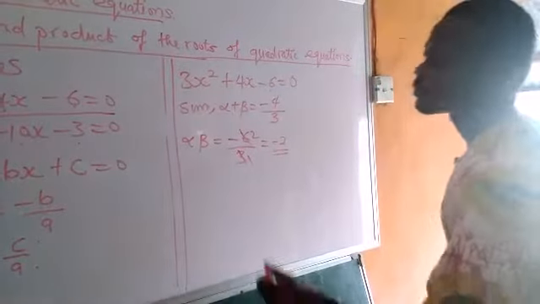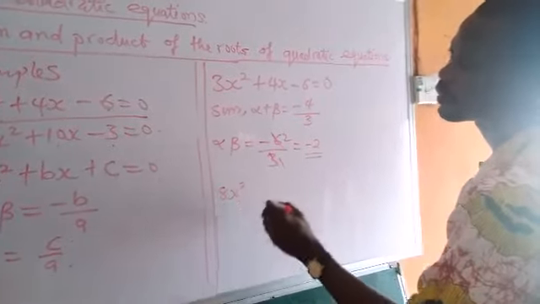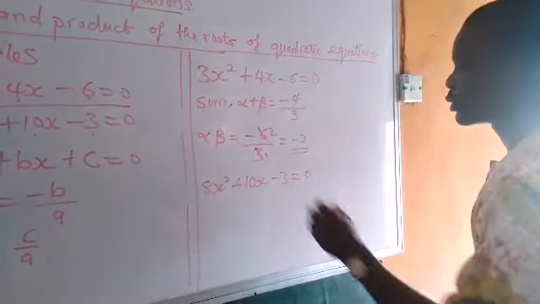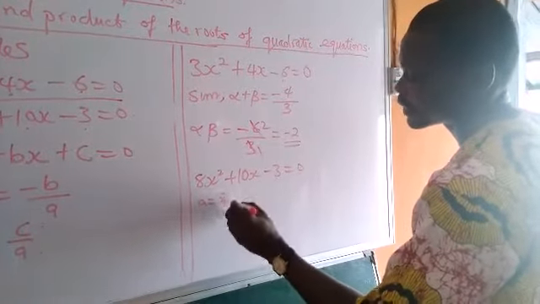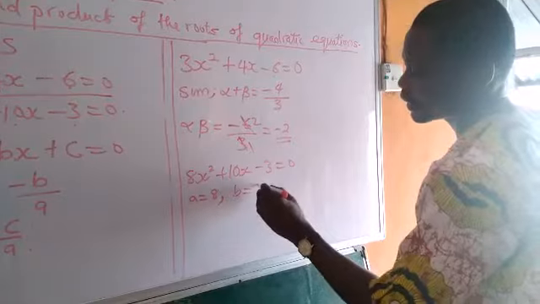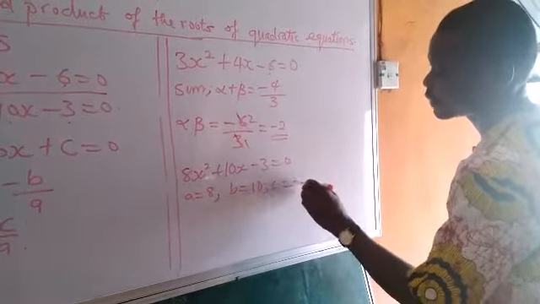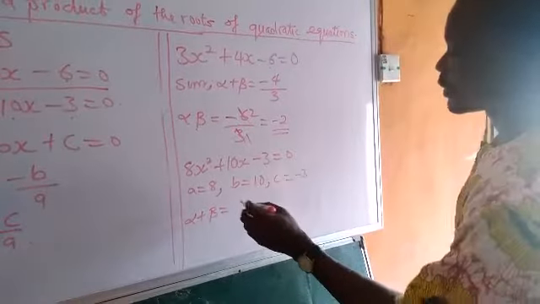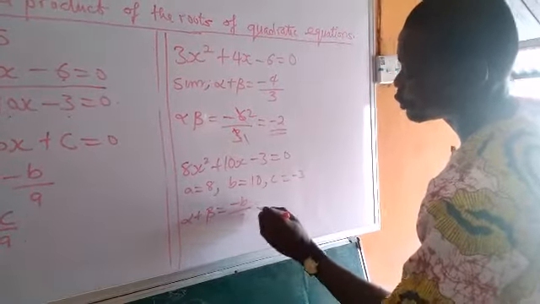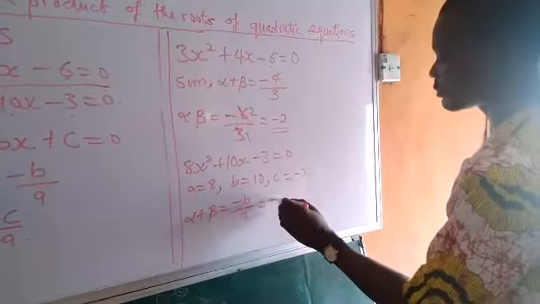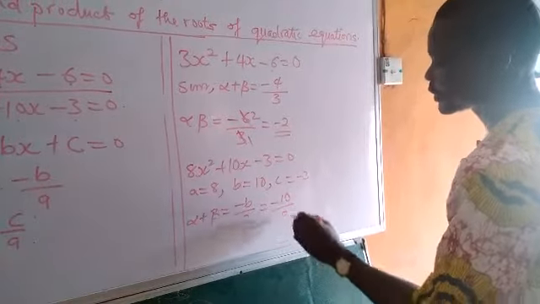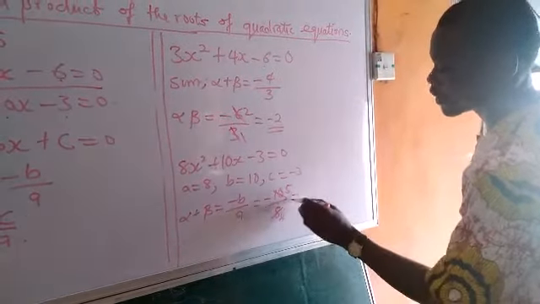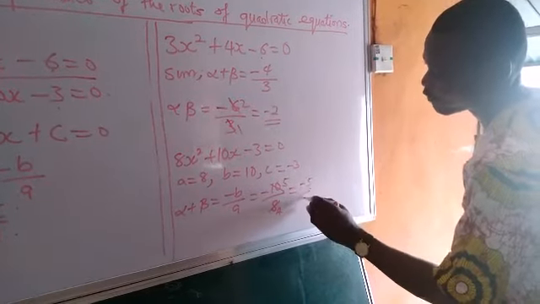In the second example, which is 8x squared plus 10x minus 3 equals 0, let me write out: a is equal to 8, b is equal to 10, and c is equal to minus 3. So alpha plus beta will be equal to minus b over a. What is our b? B is now minus 10, and a is 8. So 2 into 10 is 5, 2 into 8 is 4. We have the sum to be minus 5 over 4.